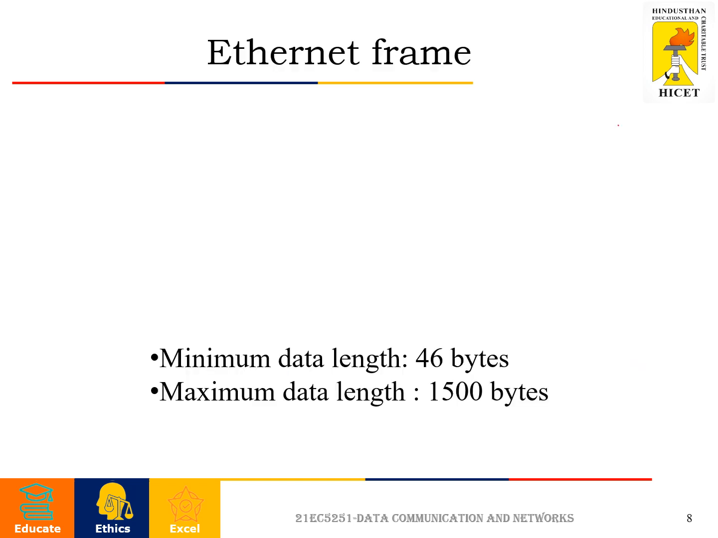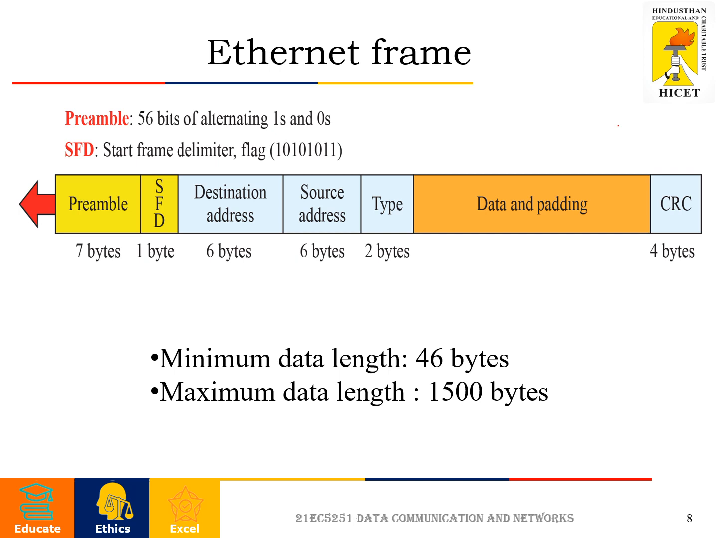The next one is the Ethernet frame. This is the frame format of the IEEE 802 standard. The first field is the preamble. The preamble contains 7 bytes of data, alternating ones and zeros. The second field is the SFD, start frame delimiter flag, which is 1 byte. The next one is the destination address, which is 6 bytes. And the next one is the source address.